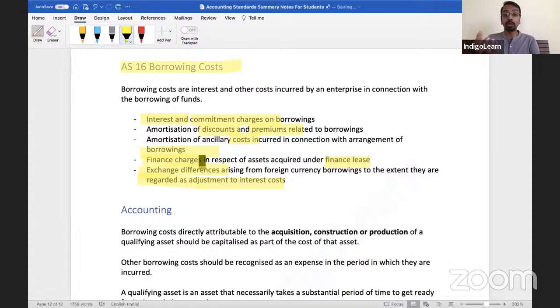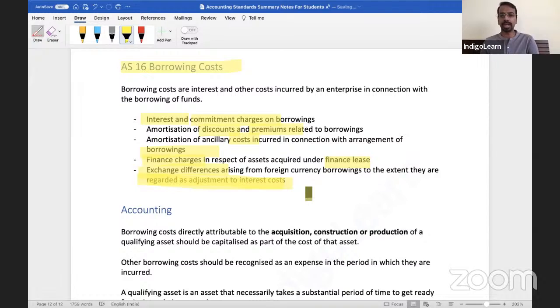Now, what do we do with this borrowing cost? If it is in relation to a qualifying asset, then you will capitalize. Otherwise, you will expense. That is the treatment. And one aspect I told you in the beginning: exchange differences arising from foreign currency borrowings, to the extent they are regarded as an adjustment to interest cost, are also called borrowing cost.